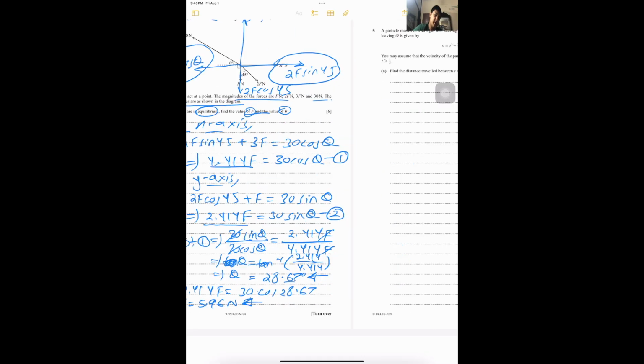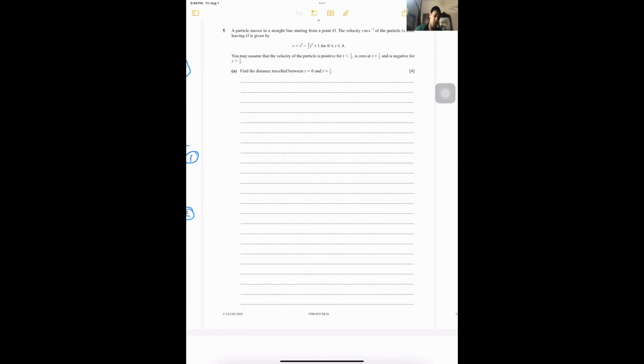Time for question 5. Okay, a kinematics question related with differentiation now. A particle moves in a straight line starting from a point O. The velocity v of the particle, t seconds after leaving O, is given by this equation. You may assume that the velocity of the particle is positive for this time, is 0 at this time, and is negative for all the values after this. Find the distance between these times. Alright, let's begin. So we know that displacement is the integration of v dt.